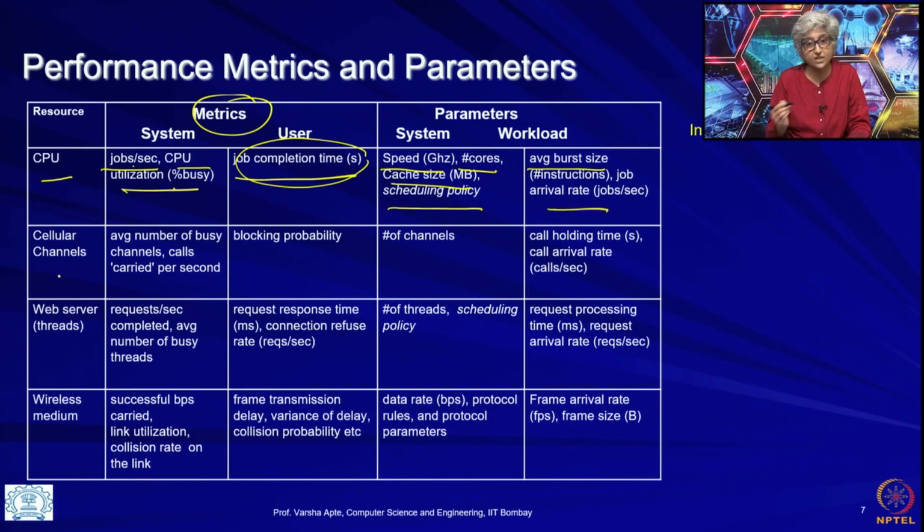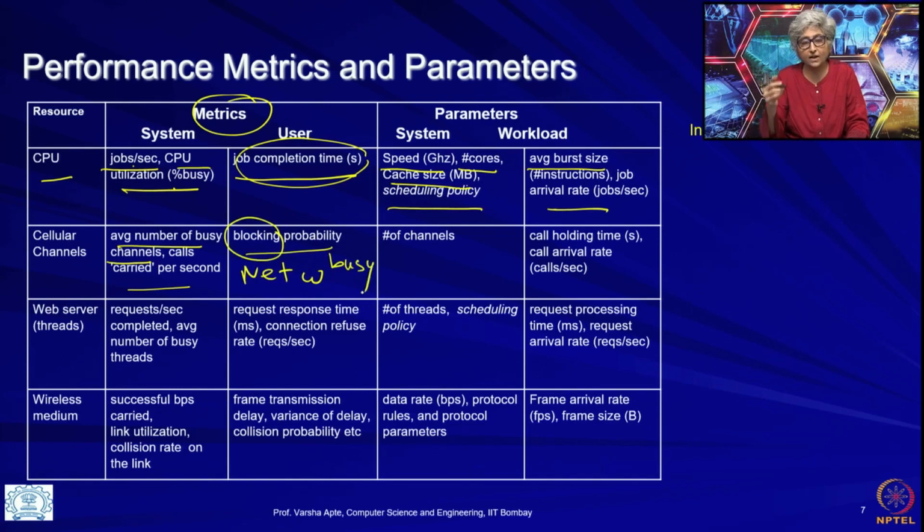In cellular channels, we have the system operator, the cellular network owner, who will be interested in what is, let us say, in a day between 11 am to 12 noon, the average number of busy channels. Then there is call volume, what are the calls carried per second, how many calls am I successfully completing every hour, for example, or every second. The user will be interested in the same thing, blocking probability. Blocking here means network busy.